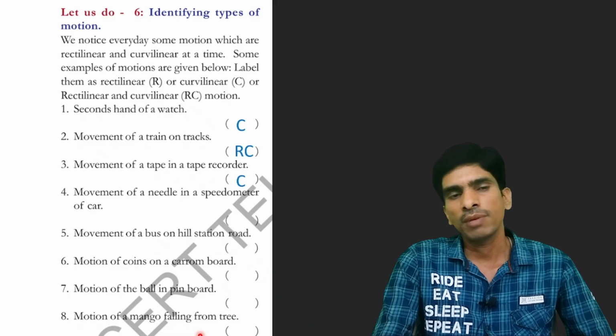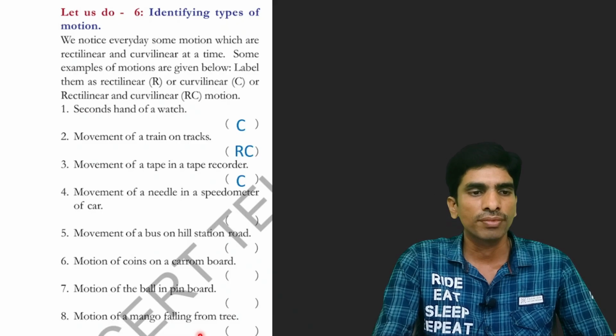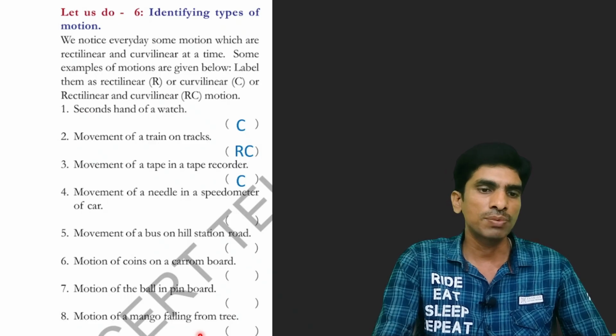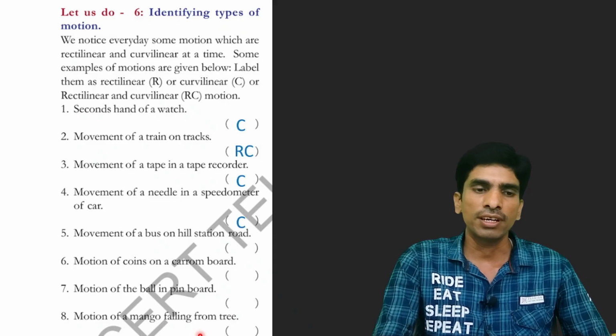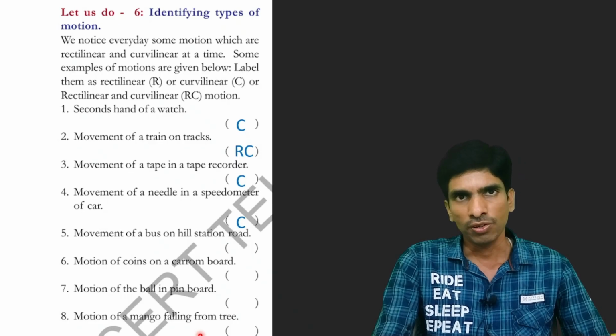Movement of the tape in a tape recorder. It is a curvilinear motion. Movement of the needle in a speedometer. It shows 20 km per hour, 40, like that. It is also curvilinear motion. Movement of a bus on a hill station road. It goes in a curved path, curvilinear motion.